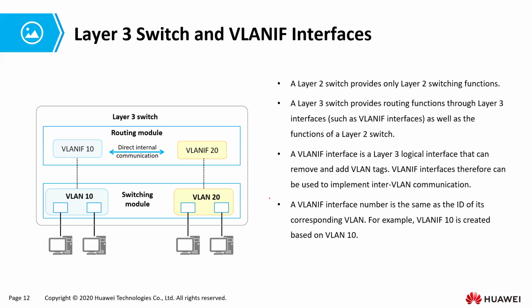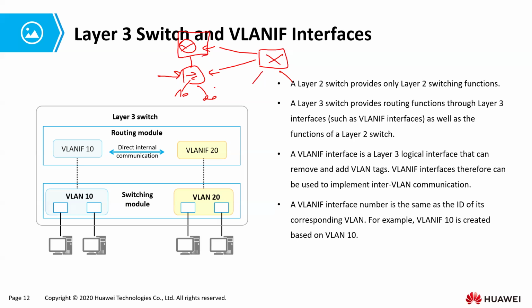So instead of having the methods where we were using a switch and a router, instead of having two devices, because you need one for inter-VLAN routing and one for creating your VLANs, we could replace both of them with one device which does both jobs. So a layer 3 device can be used for inter-VLAN routing, and the idea of how it works remains the same.